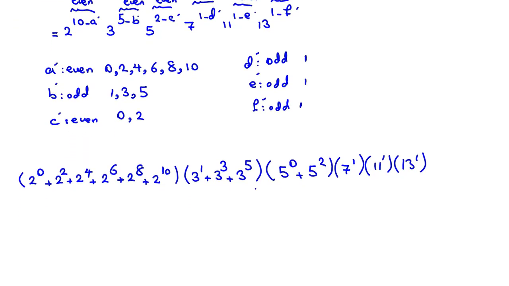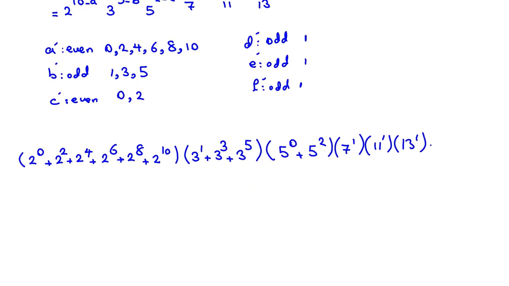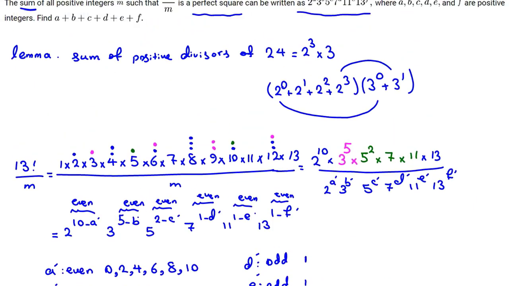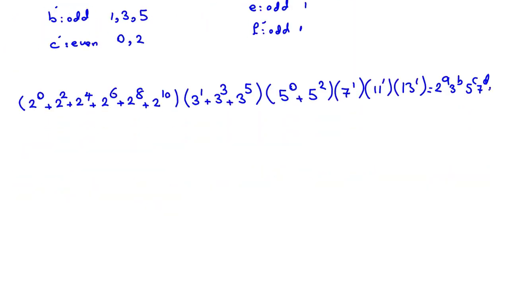Now, we should calculate this last answer, and we should write this as 2 to the A, 3 to the B, 5 to the C, 7 to the D, 11 to the E, 13 to the F. And then find A plus B plus C plus D plus E plus F. So let's calculate the first one.